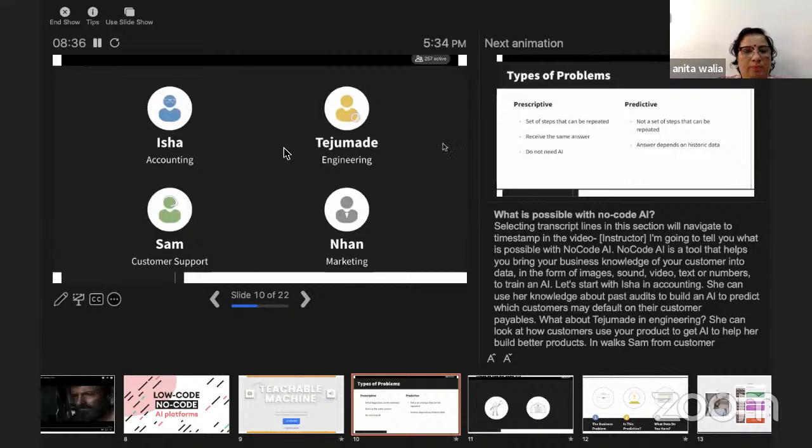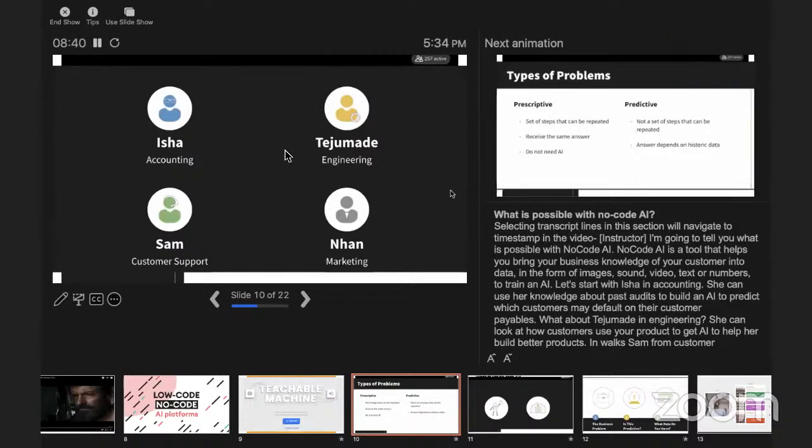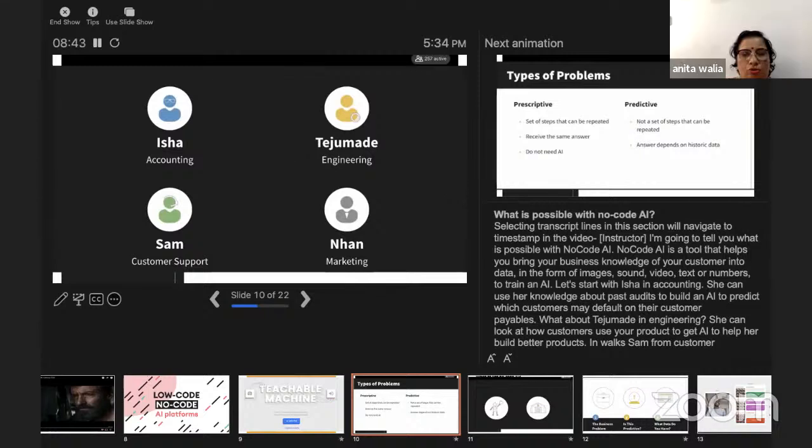How can all these people leverage AI and use a no-code AI tool to do the same work which we can do with coding? Okay, so let's start with Isha in accounting. Now Isha can use her knowledge about the past audit, in which she has built her expertise, to build an AI to predict which customer may default on their customer payable. Right? She's in the accounting department.